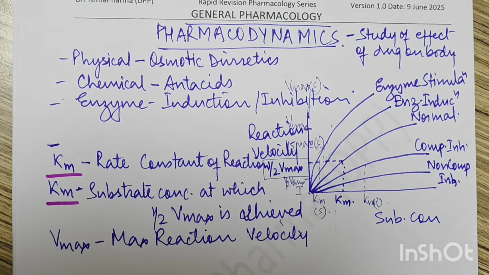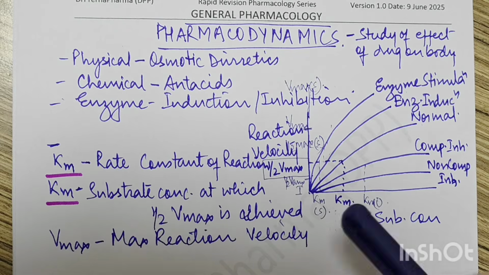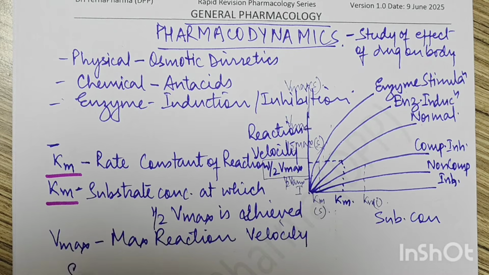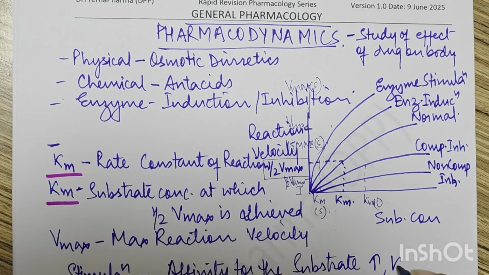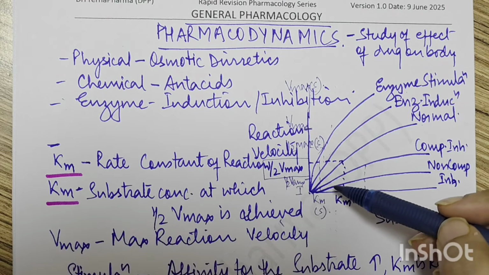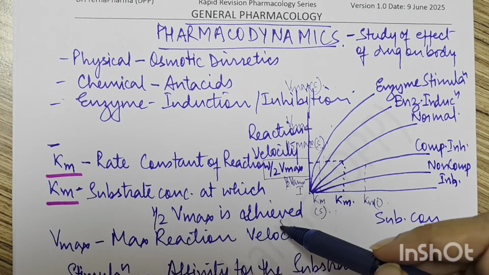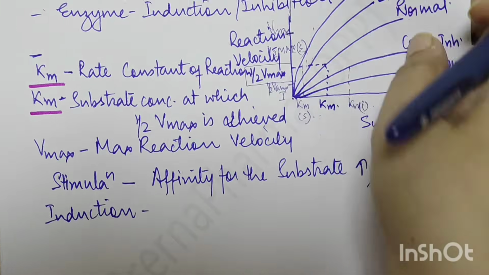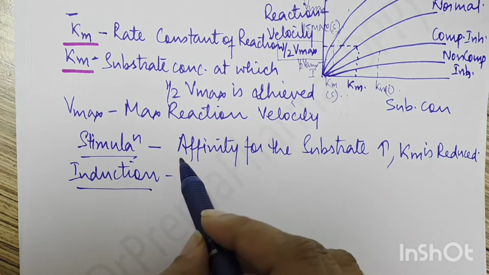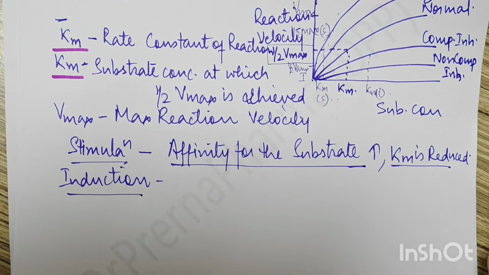So what we understand by stimulation and induction. Stimulation, when the enzyme is stimulated, the affinity for the substrate is increased, and here you will see that Km is reduced. Okay, so when there is a stimulation, then the enzyme attaches to the substrate with more affinity, and hence Km, that means the concentration at which half maximal velocity is achieved, is reduced. That means half Vmax is achieved faster, right? Km is reduced, sorry. So these are the two things which you have to see: stimulation and induction. Stimulation when affinity is increased and Km is reduced. So this is stimulation. What is induction?